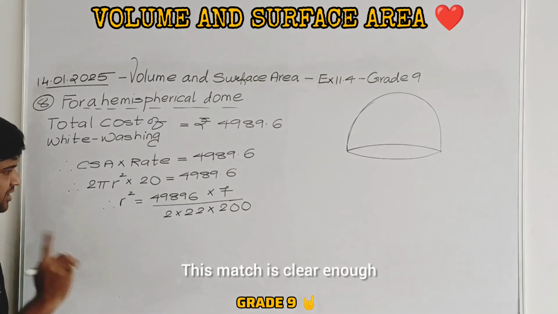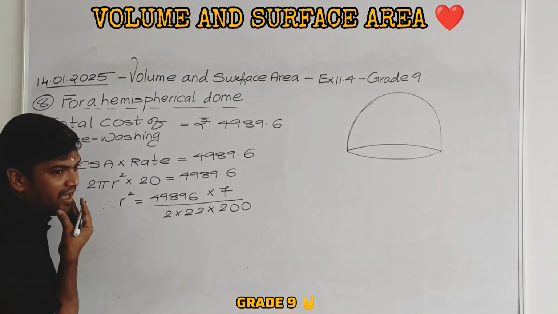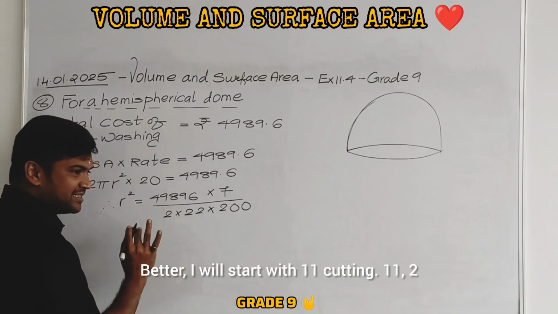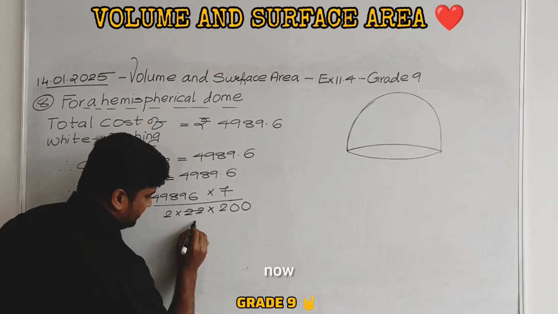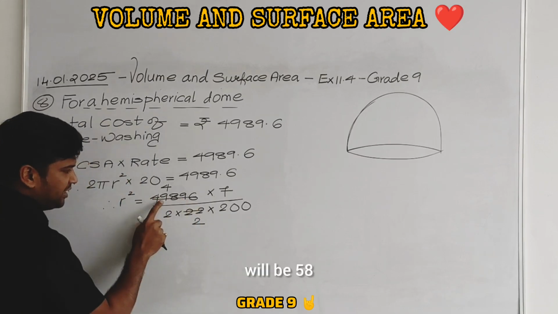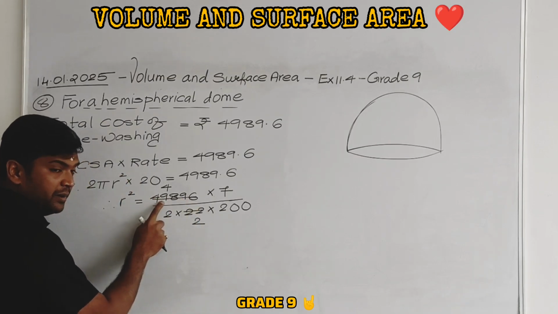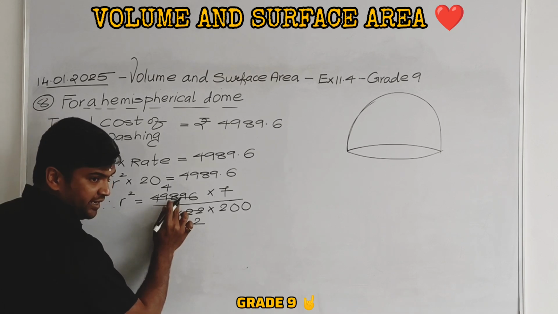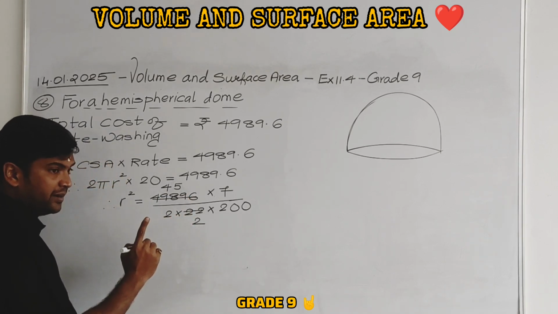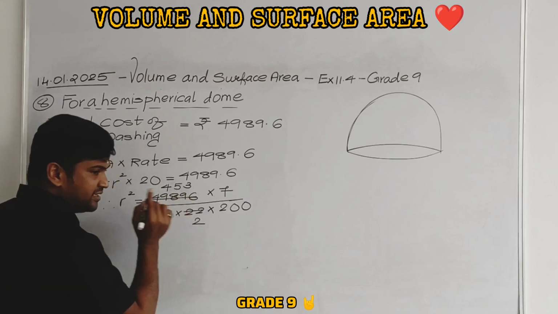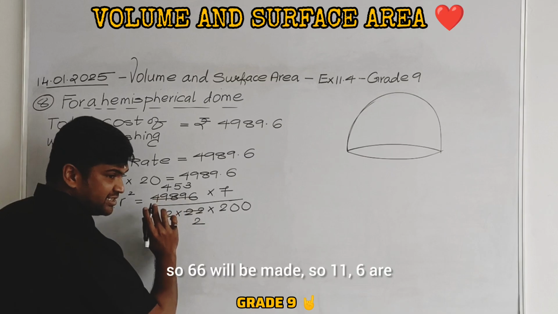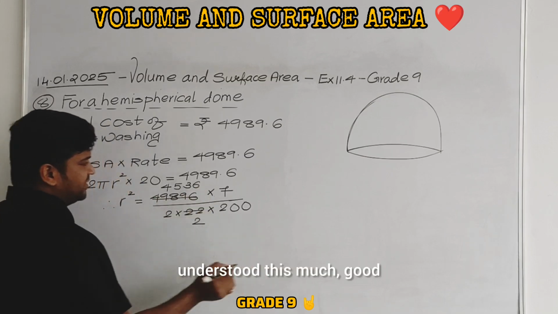This math is clear now? Lovely. Now what to do? 2 ने divide होणार. Very छान. Okay. Better I'll start with 11 का table. 11 2s are 22. Careful beta. Now this is 11 4s are 44. Remainder 5 आएगा. 58 बनेगा. हाँ. So 11 5s are 55. Remainder 3, 39. 3s are 33. Remainder 6. तो 66 बनेगा. So 11 6s are 66.